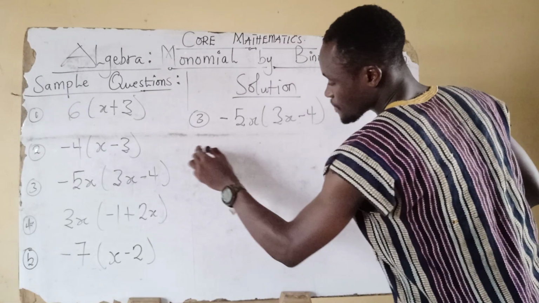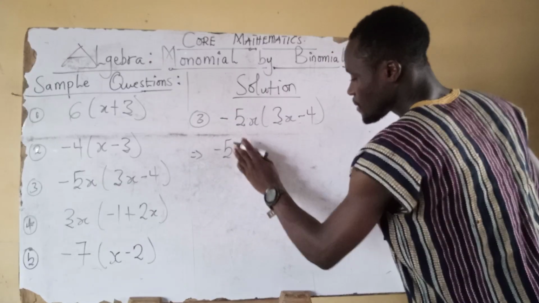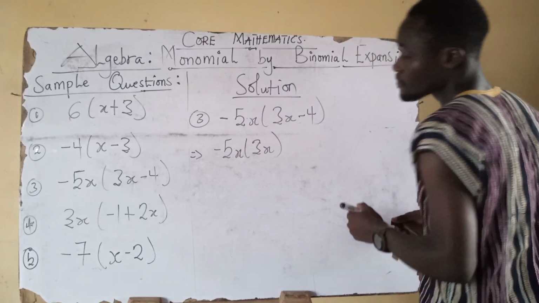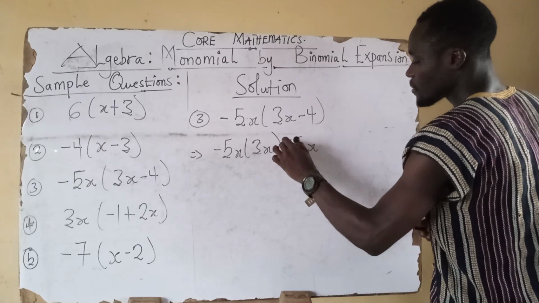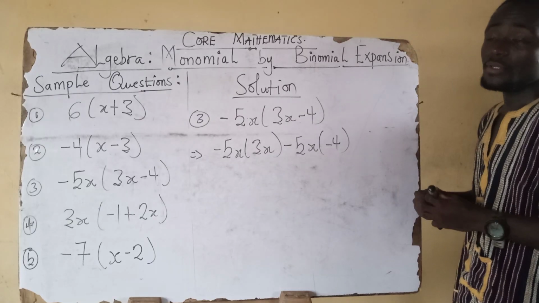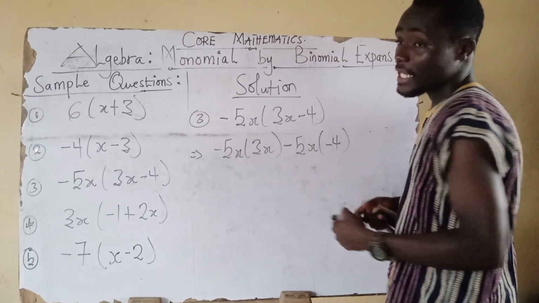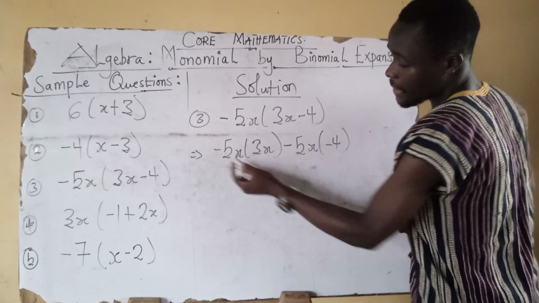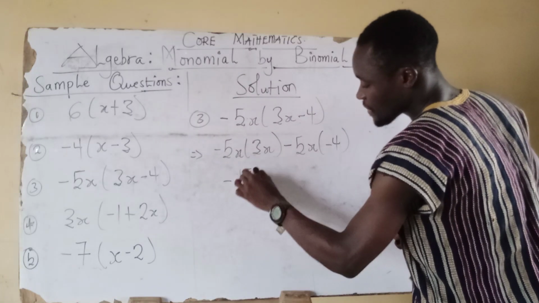So I have -5x taking charge of positive 3x. Then the same -5x will also take charge of -4. Please, I believe you are following. Very good. So here the coefficient will multiply. Remember, I have -5 multiplying +3, and negative by positive, I'm going to get what? Negative. 5 by 3, I'm going to get 15.